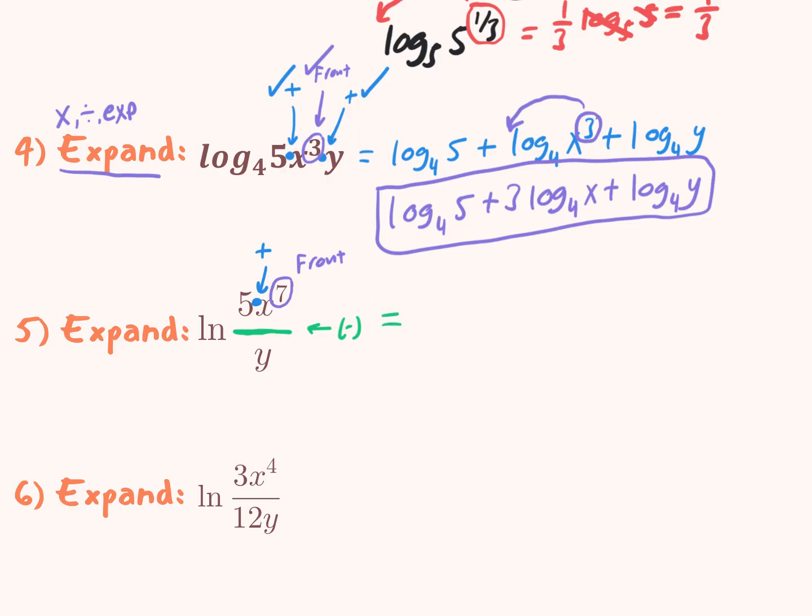All right, to take care of the division, this is going to be ln of 5x to the power of 7 minus ln of y.